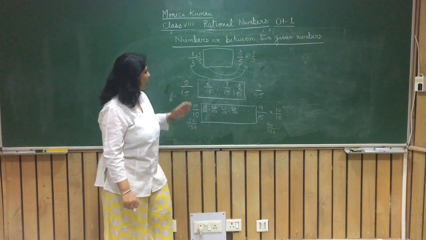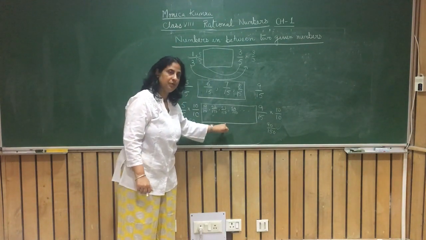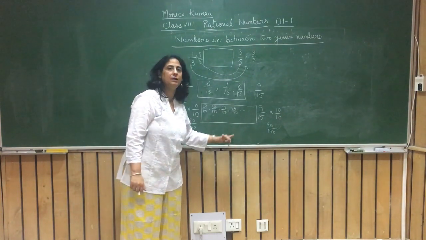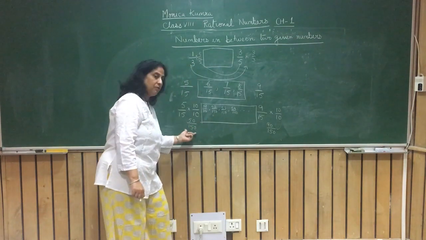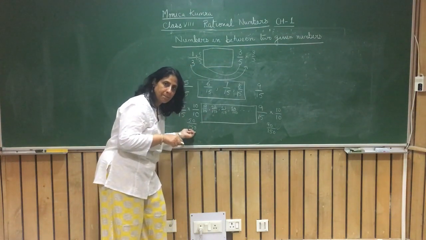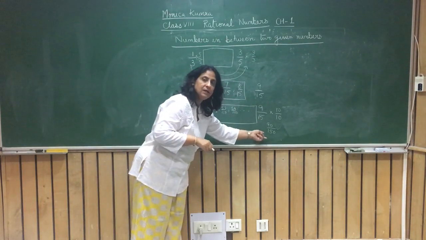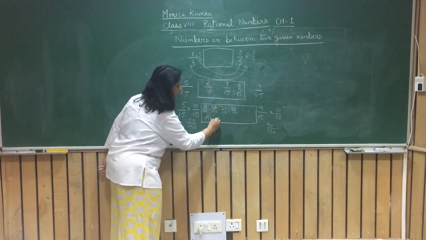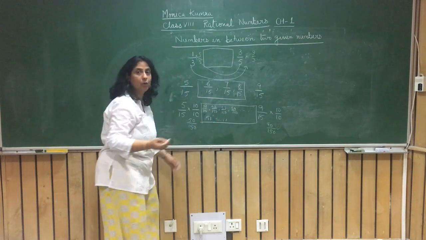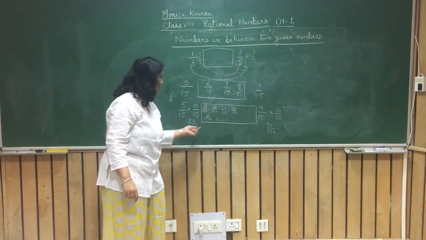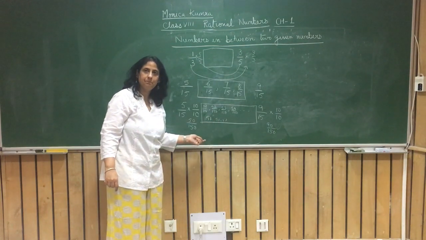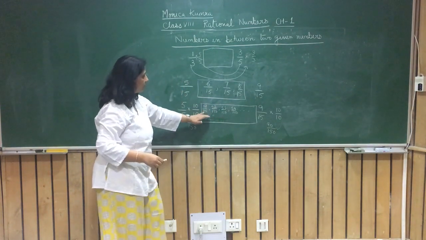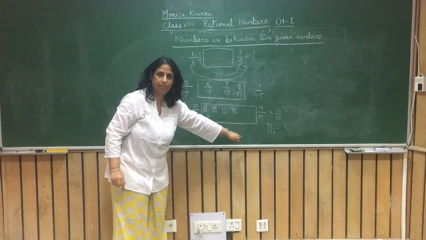My point is, do not write 51, 52, 53, 54, 55, 56 between 50 upon 150 and 90 upon 150. 50 upon 150 is a fraction. Clear? 90 upon 150 is a fraction. And if you are writing only 51, 52, 53, these are whole numbers. So these whole numbers cannot come in between the fractions. Clear? So please remember that your answer should be in fractions only.